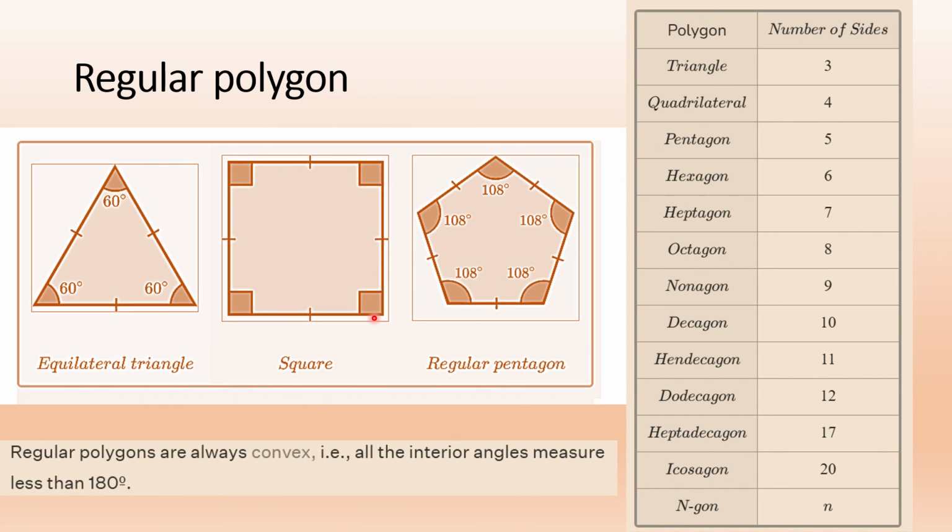One more thing you should know is that regular polygons are always convex. What is the meaning of convex here? It means all the interior angle measures will be less than 180 degrees.